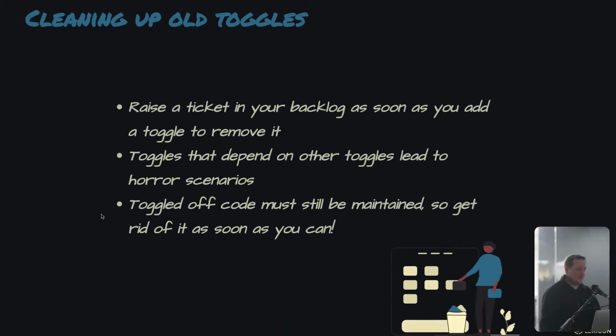And this is why. Make sure you are cleaning up your toggles regularly. As soon as you add a toggle to the system, put a ticket in your backlog to remove it again, and track it. Keep an eye on it. If you get too many, start culling them, because what you end up with is toggles that depend on other toggles existing, and that is a nightmare scenario to find yourself in.